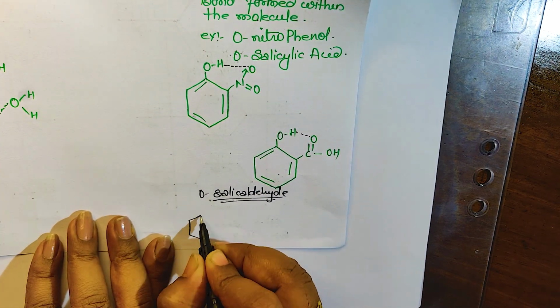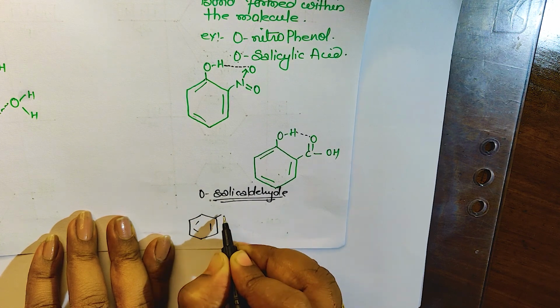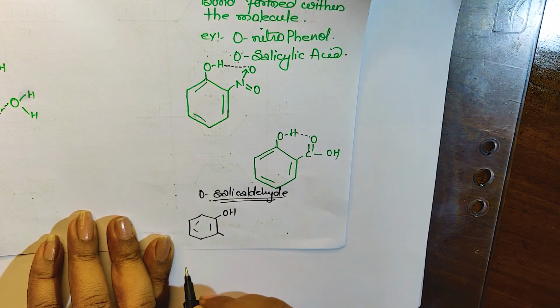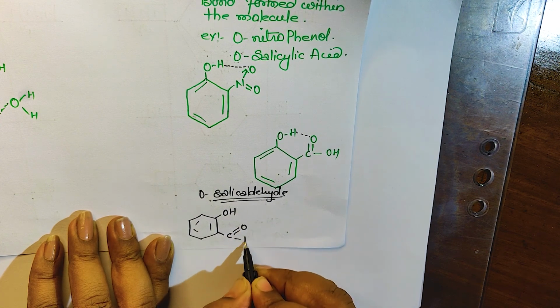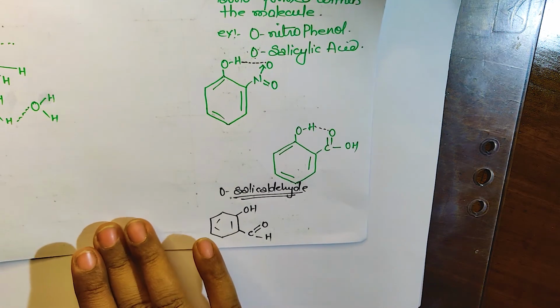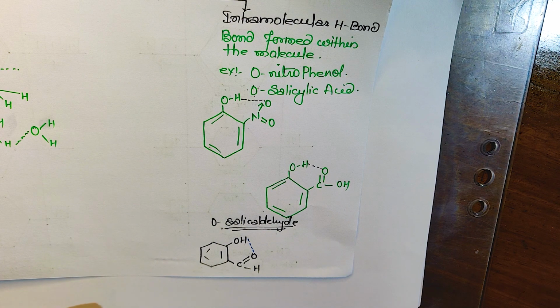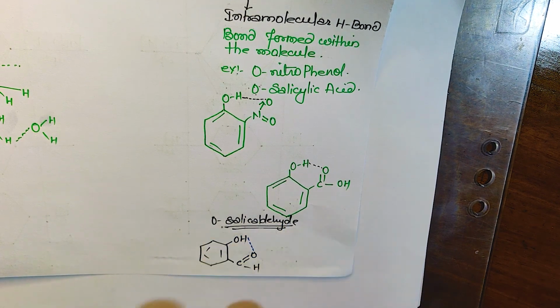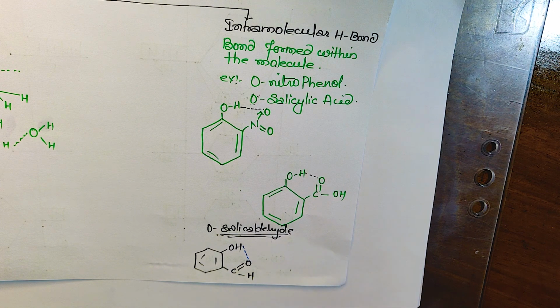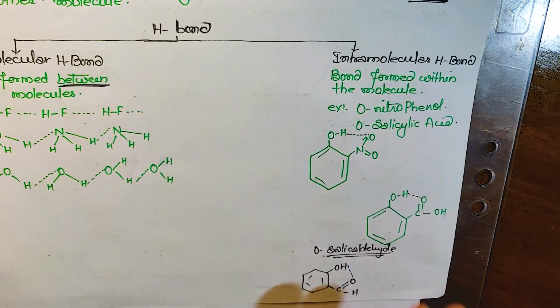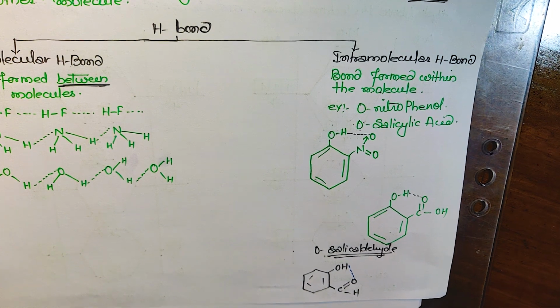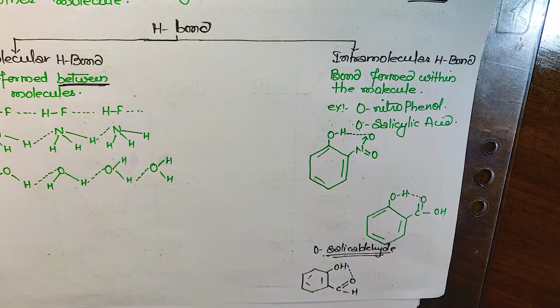In orthosalicylaldehyde, what will happen? It has OH, this is phenol, and at the adjacent position an aldehyde group will be there. So this is salicylaldehyde. In this, the hydrogen of this and the oxygen of this will be bonded by the hydrogen bond. So these are a few examples of intramolecular hydrogen bonding. One very key point I am going to tell you: for any substance to exist in a liquid state, it must have hydrogen bonding. And if it has hydrogen bonding, obviously it will be liquid. Vice versa you can say.